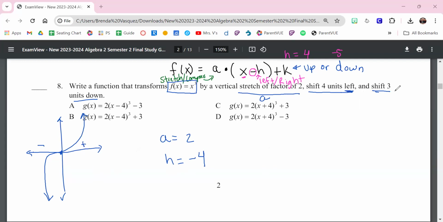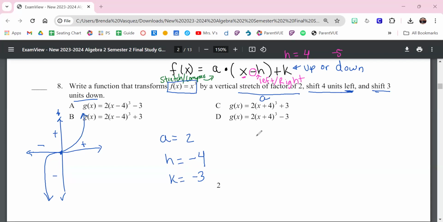Now we're going to shift 3 units down. If it goes up, it's positive. If it goes down, it's negative. So therefore, K equals -3. Okay, so we have our A, we have our H, and we have our K.